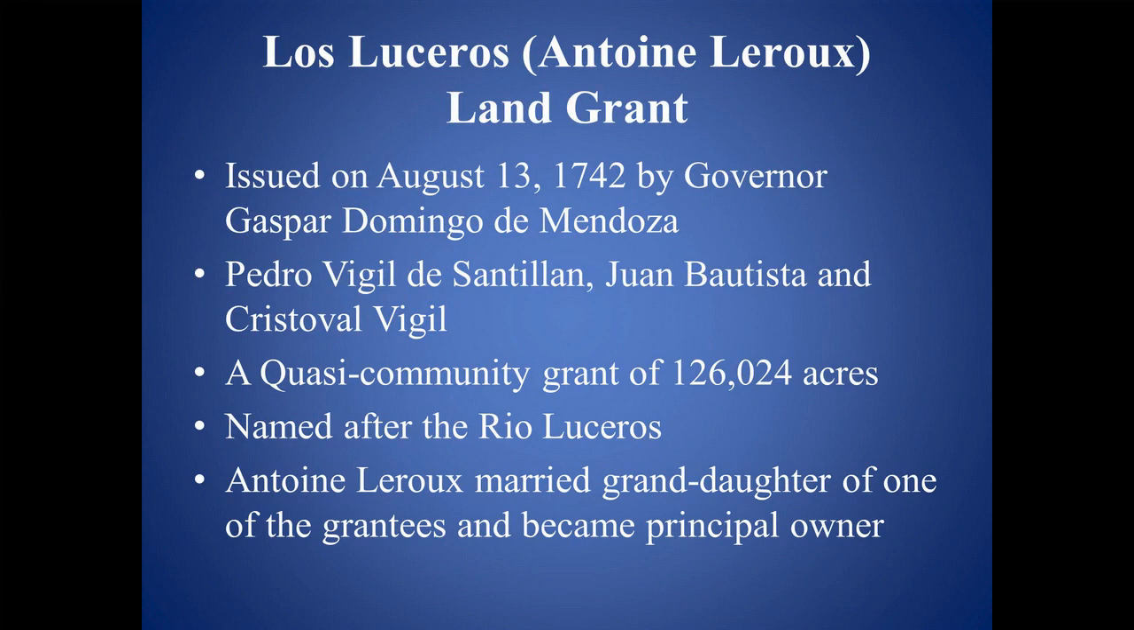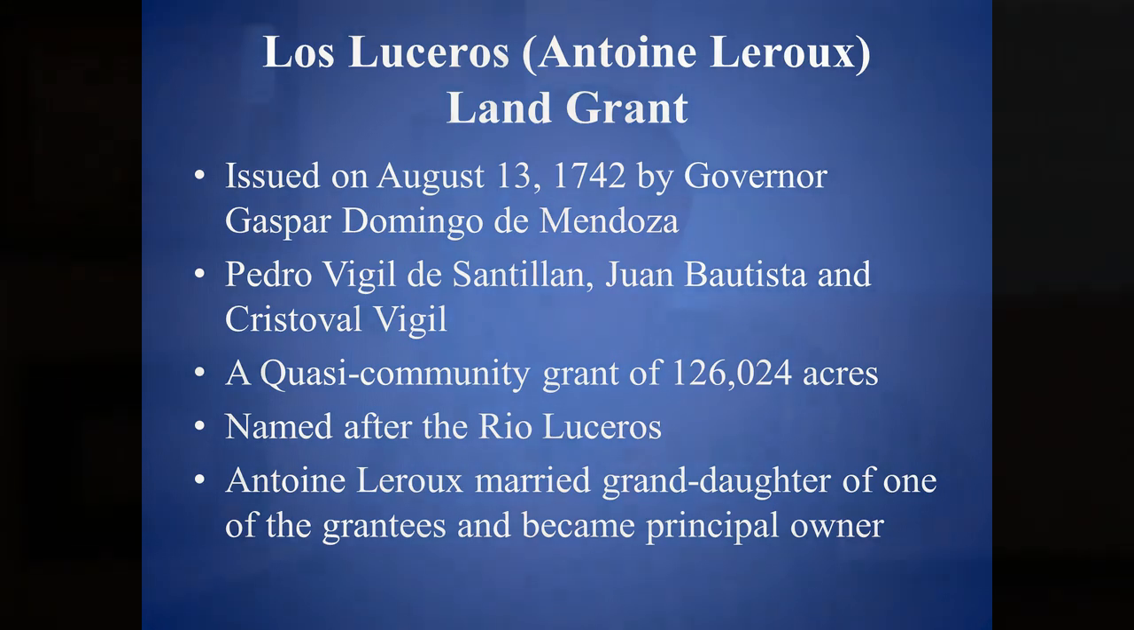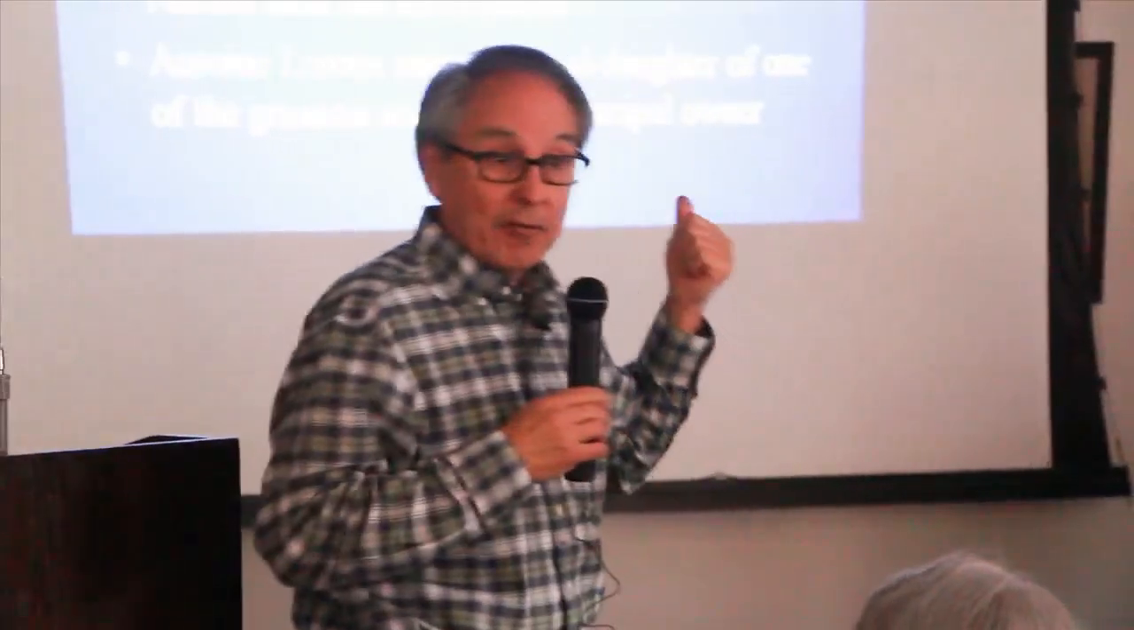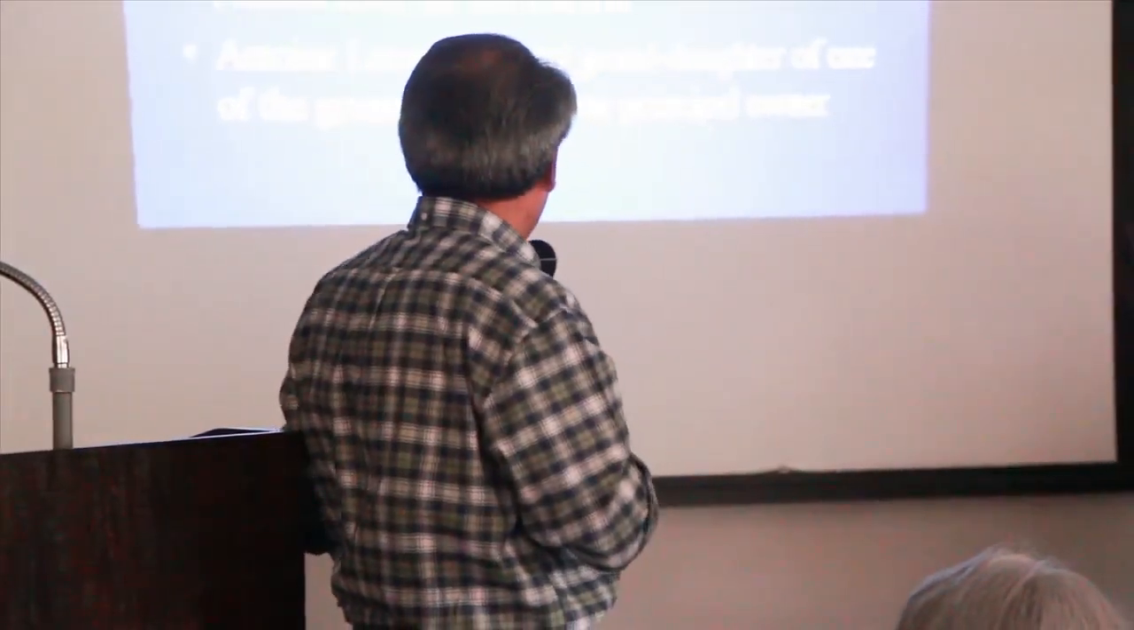Okay, as you can see, in 1742, the governor awarded the land grant to Pedro Vigil de Santillan, Juan Bautista, and Cristobal Vigil. These were the Vigils that initially got the land grant. And then about two generations later, I believe, or one, Antoine Leroux, a mountain man from French Canada, married a Vigil girl. I'll leave the rest to you. This is a huge land grant, 126,000 acres.